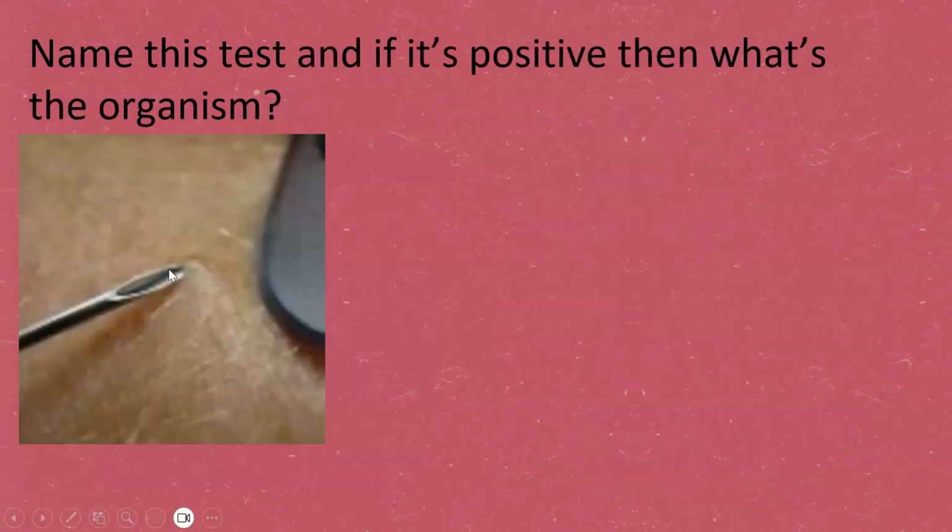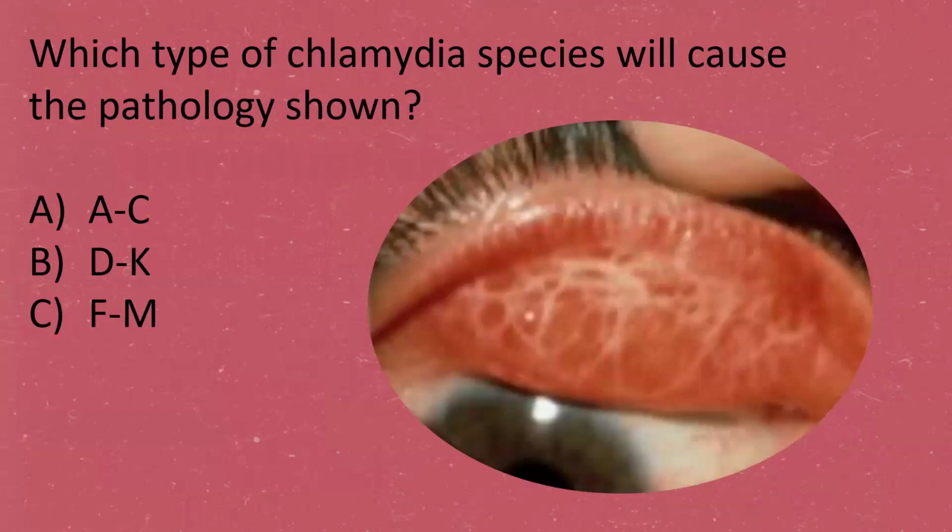Now, what is this test? This is the skin snip test. It tests for Onchocerca volvulus, which causes what? River blindness. Okay.